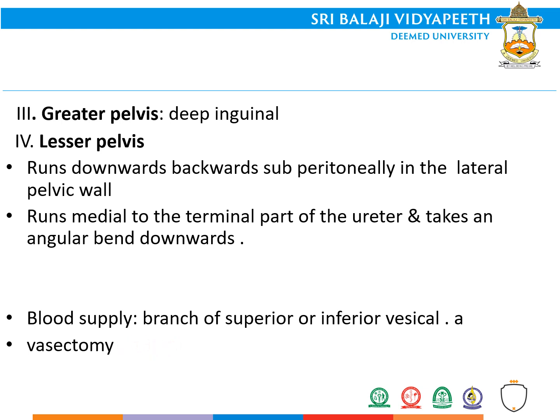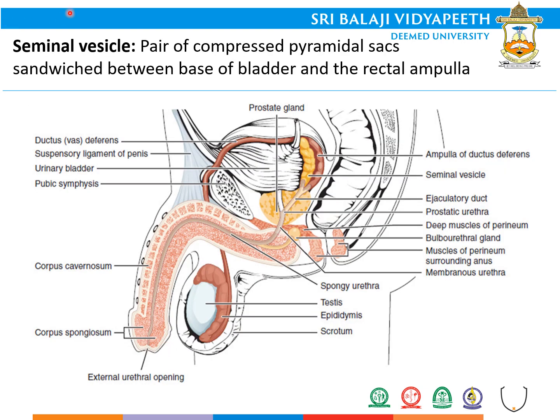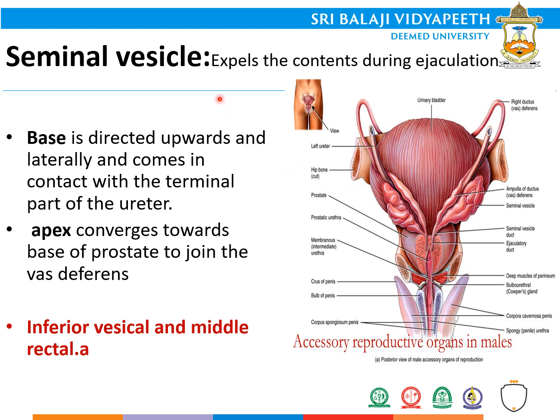The seminal vesicle is a pair of compressed pyramidal sacs. So this yellow structure here is the seminal vesicle. You can see that it's sandwiched between two structures. In front you have the urinary bladder and behind you have the rectum. So it's sandwiched between the base of the urinary bladder and the rectum. The seminal vesicle expels its contents during ejaculation.